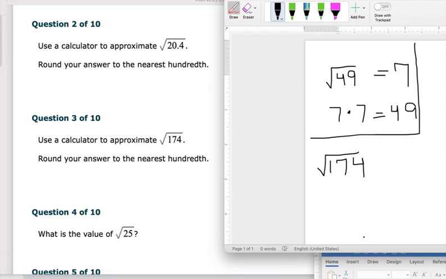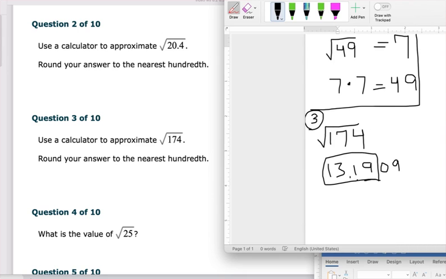174, we're going to take the square root of it, and it is 13.1909. I'm going to stop there because the digits keep going, but we're going to round this to the nearest hundredth, which is right here. And since there's a zero after it, we're just going to cut that off right there. And 13.19 is the answer to, oops, I did number three. My eyeballs skipped over. So that is number three. Now we're going to go do number two. 13.19 is the square root of 174, which was number three.